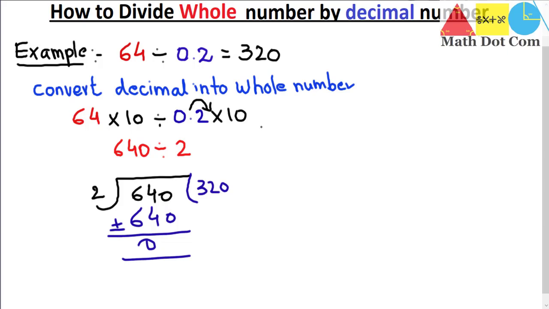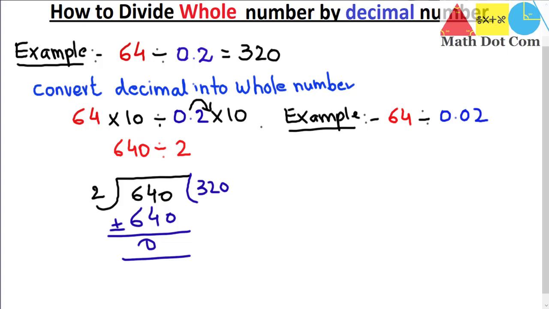So the whole thing here is you have to multiply the decimal number by 10 or multiples of 10. It depends on what number is given. Let's have one more example. If we have a whole number, that is 64, and it is divided by a decimal number, that is 0.02, how will you solve that?